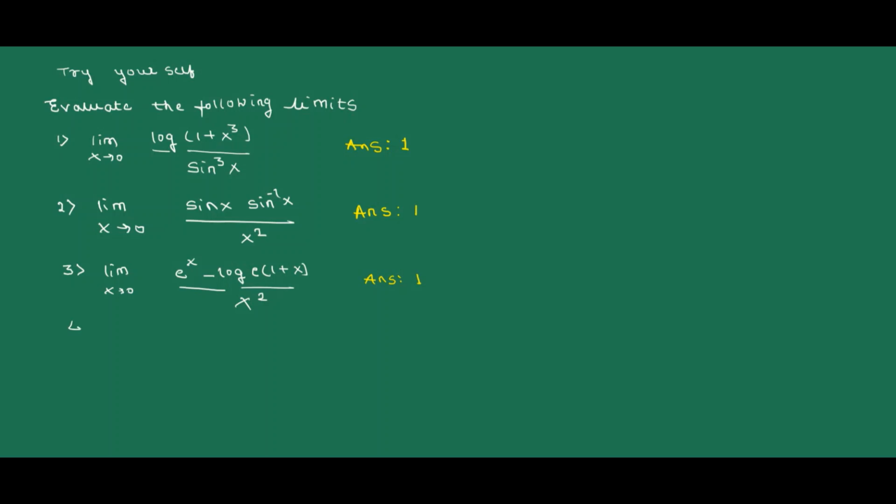Next example, limit x tends to 0 of e raised to x minus 2 cos x plus e raised to minus x, divided by x into sin x, and its answer is equal to 2. You please try these examples.